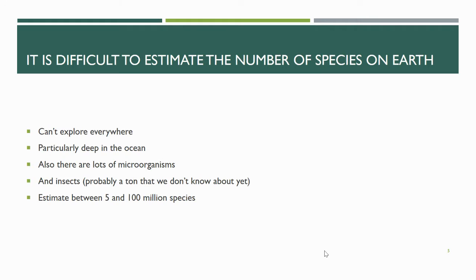To start, it is quite difficult to estimate the number of species that are on Earth because we can't explore everywhere, particularly deep in the ocean. We know there are lots of microorganisms in insects, even more that we don't even know about yet. But scientists have estimated that there are between 5 and 100 million species on the Earth, which is quite the range, but that's where we are.